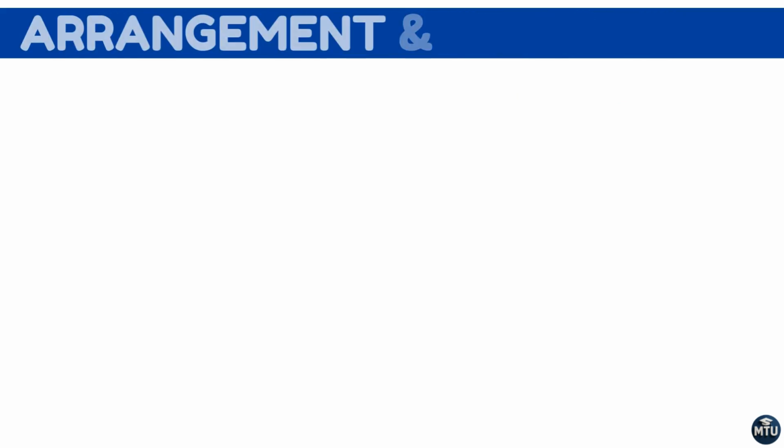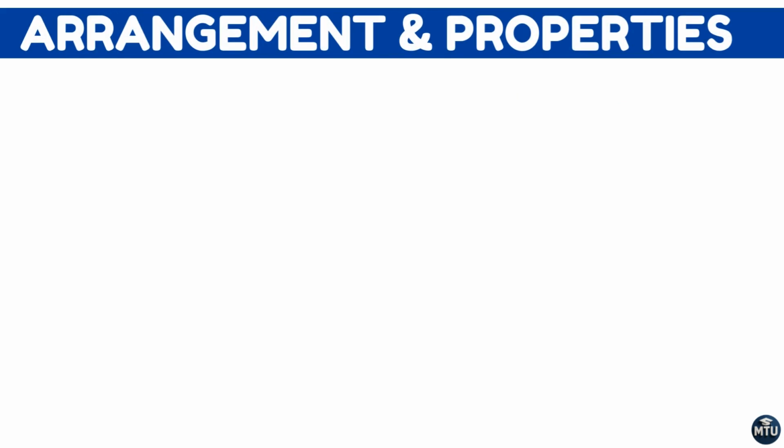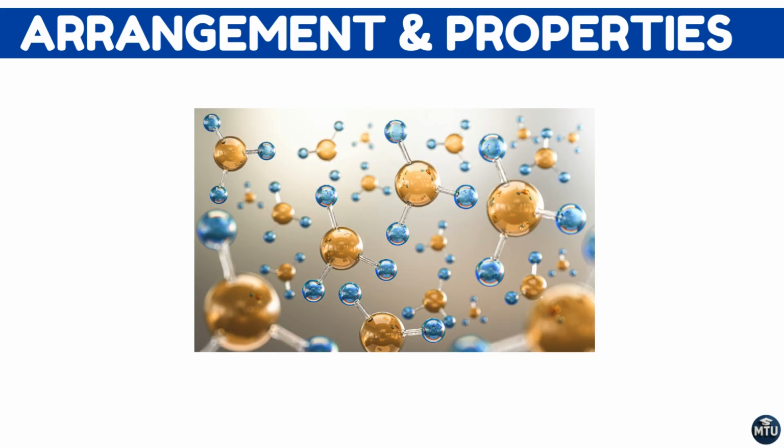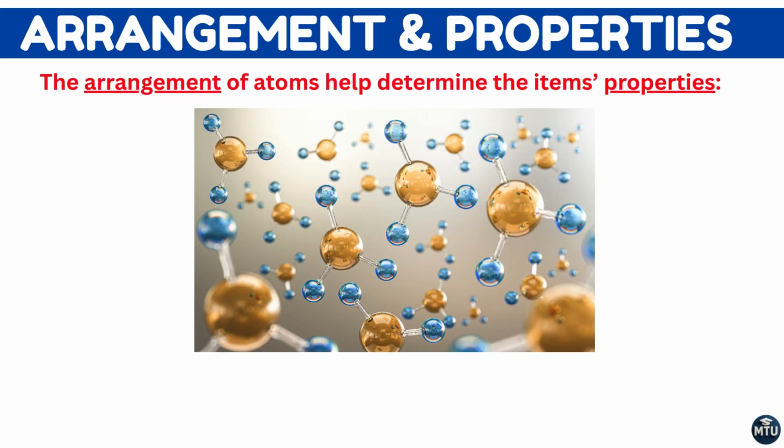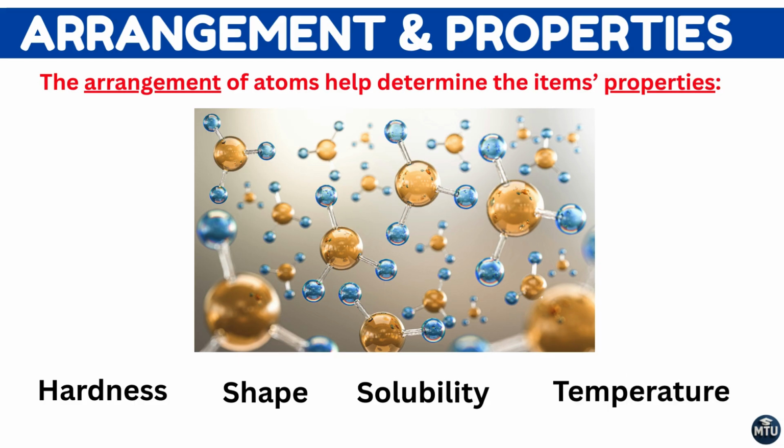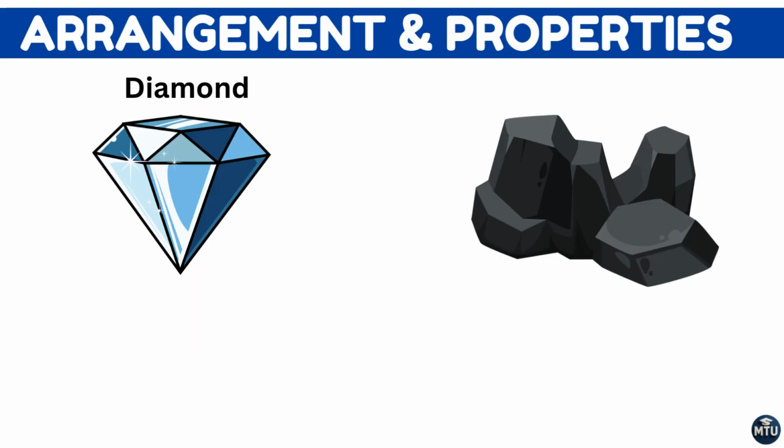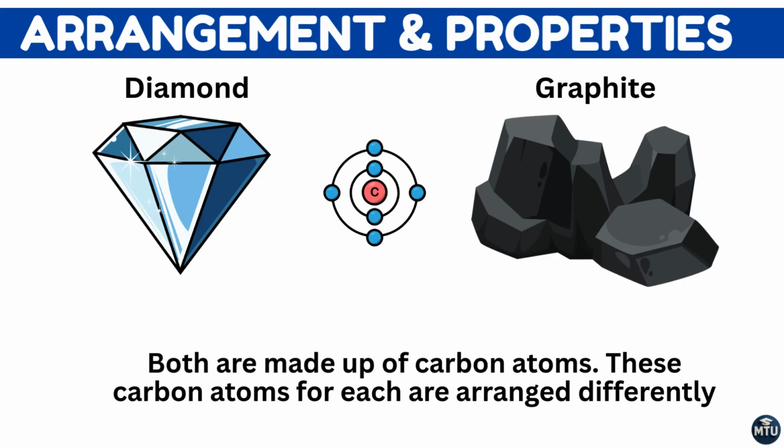Let's talk about the arrangement and the properties. The way that atoms are put together, basically their arrangement, decides things like hardness, shape, and whether something dissolves in water. Here, let me give you an example. Both diamond and graphite are made of only carbon atoms, but the structures are different. This is why diamonds are extremely hard while graphite is soft.